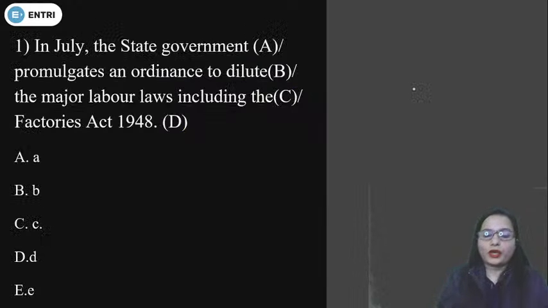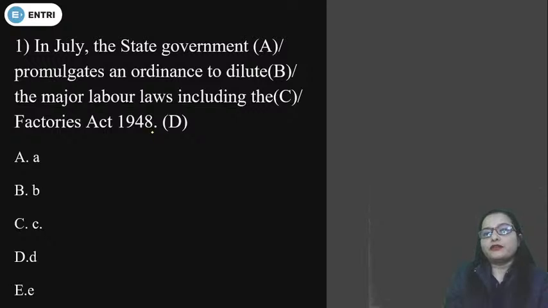Okay, so the first question on your screen is this. Take a moment and read the sentence and try to figure out where the problem is in this sentence. It says, in July, the state government promulgates an ordinance to dilute the major labor laws, including the Factories Act 1948.